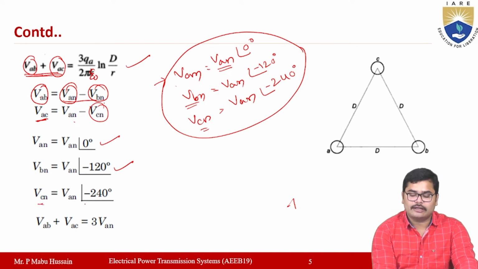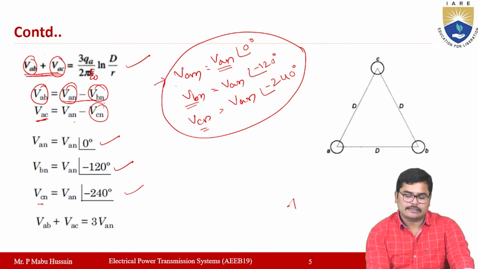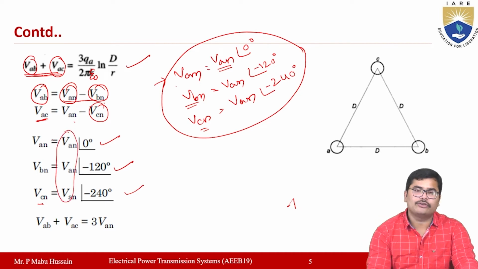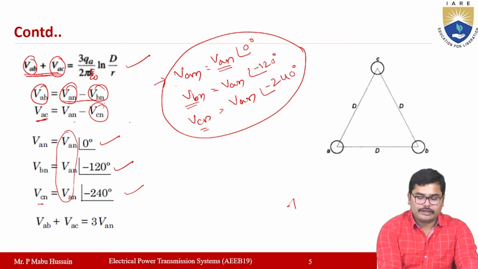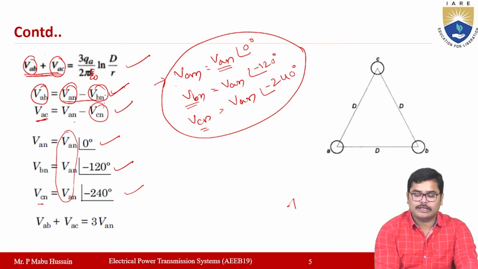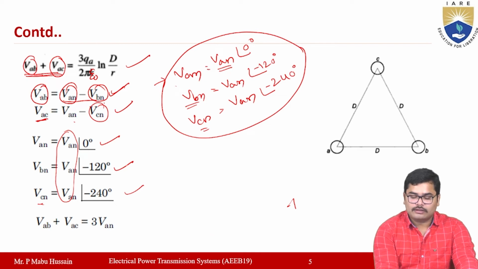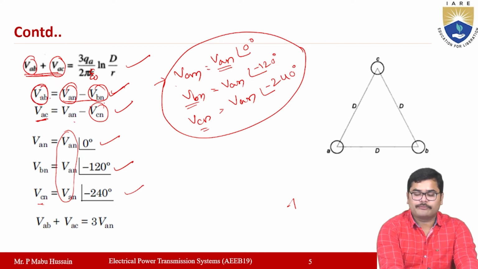VCN is VAN at an angle of minus 240 degrees. All the phase voltages have the same magnitude, VAN only. Now you need to find these differences: VAN minus VBN, so that you will get VAB.